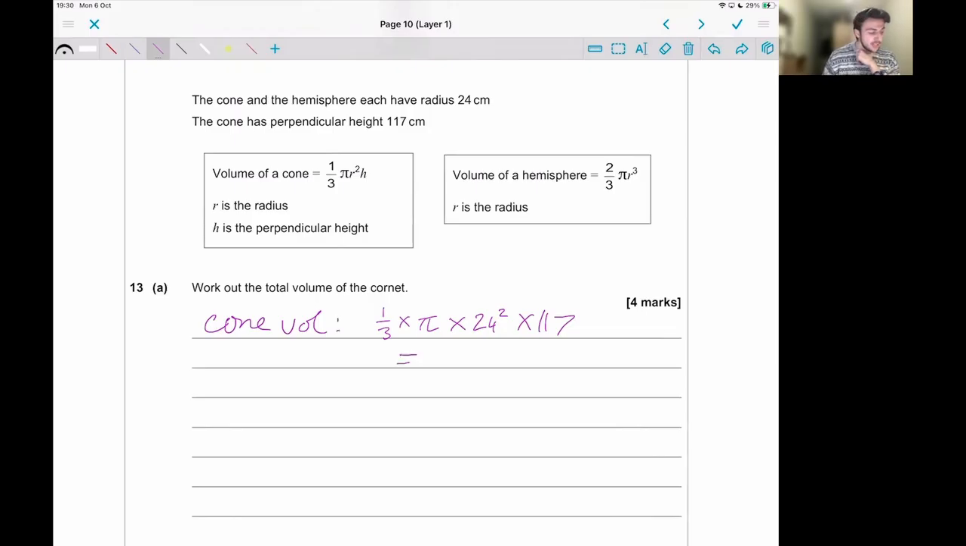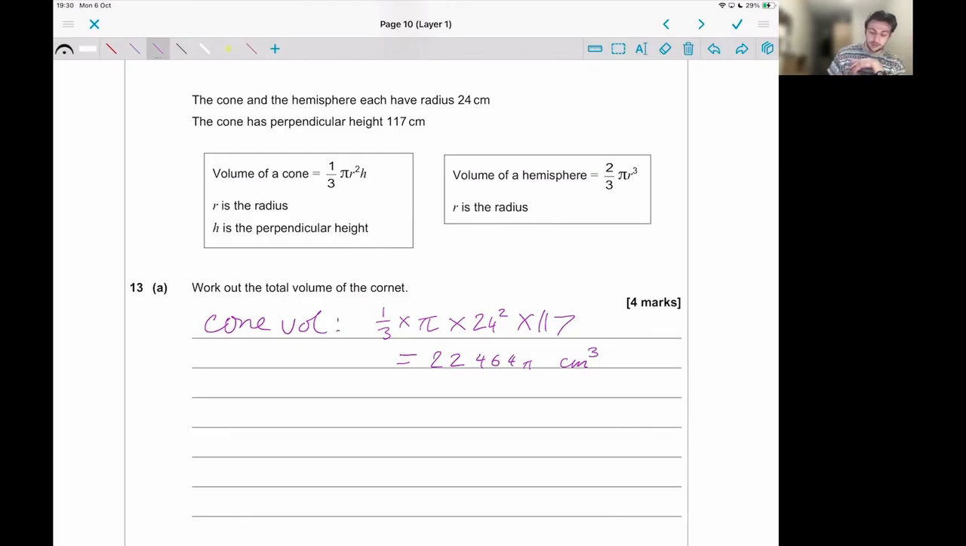Type that into a calculator and we get, I'm not going to put the pi in because I don't want to deal with the decimals yet. So just putting the other numbers in, we're going to get 22464 times pi centimeters cubed. And it's centimeters cubed because it's volume. So volume has centimeters cubed, area is centimeters squared.